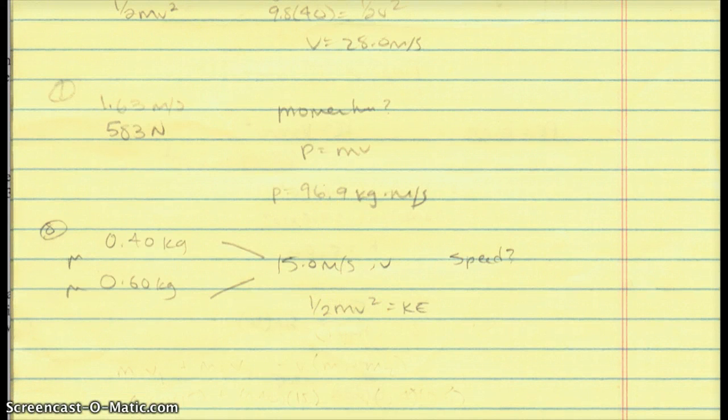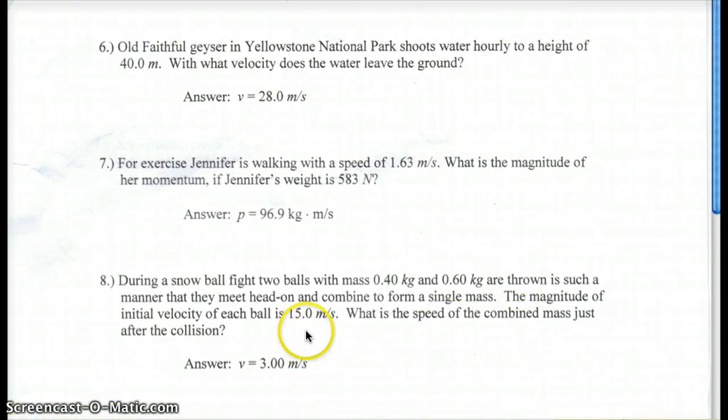Then we have number 8, which is: during a snowball fight, two balls with mass 0.4 kg and 0.6 kg are thrown in such a manner that they meet head-on and combine to form a single mass. The magnitude of initial velocity of each ball is 15 meters per second. What is the speed of the combined mass just after the collision?